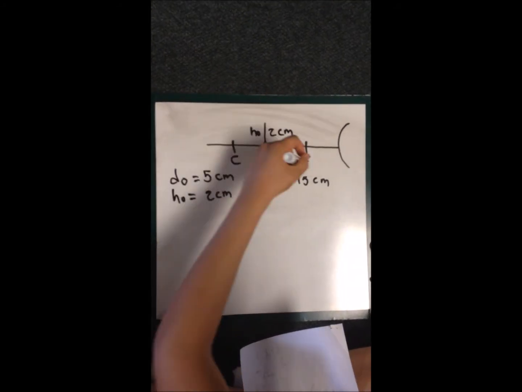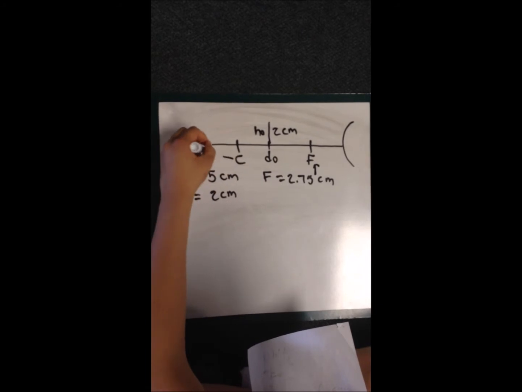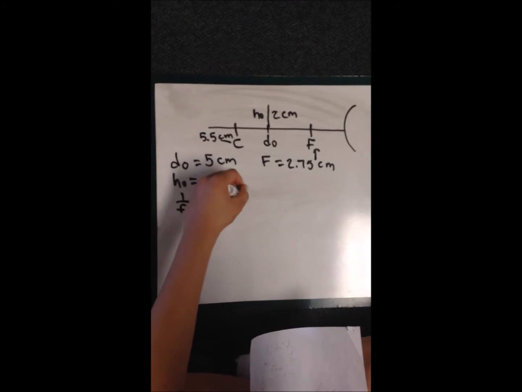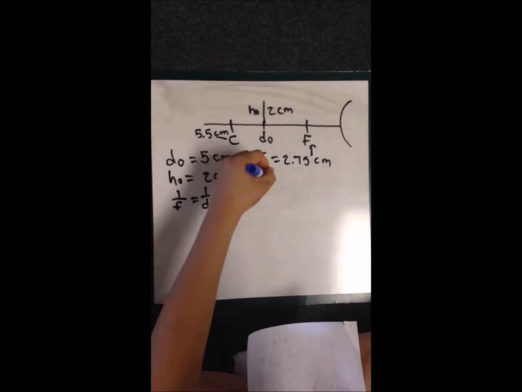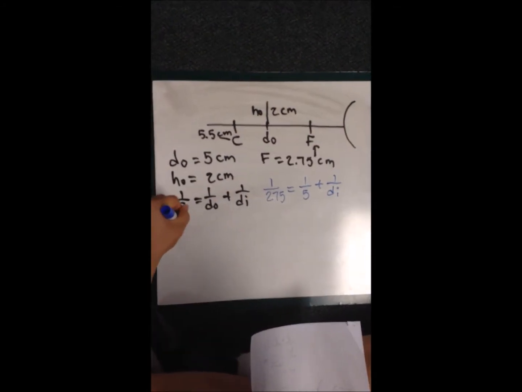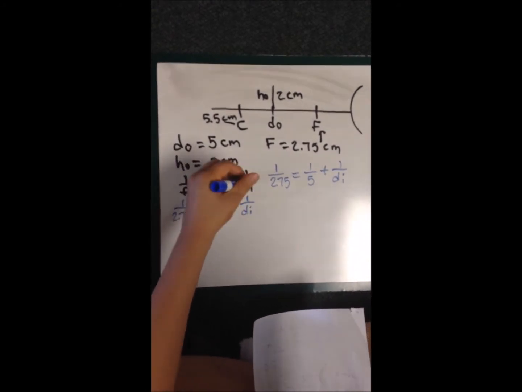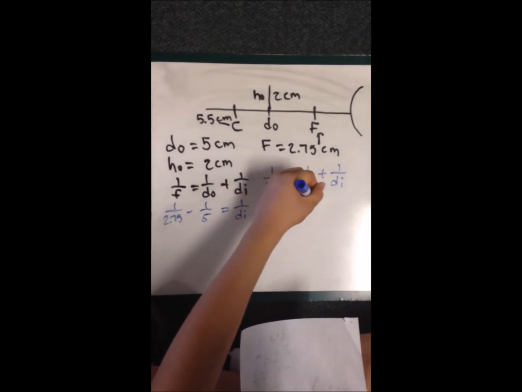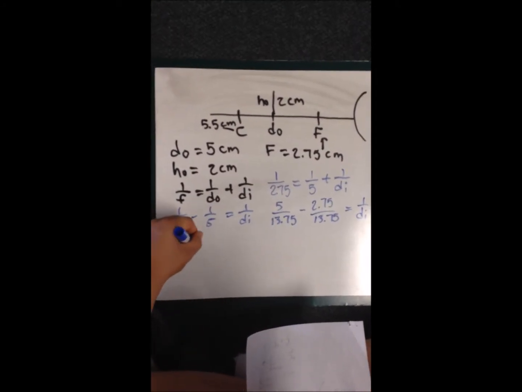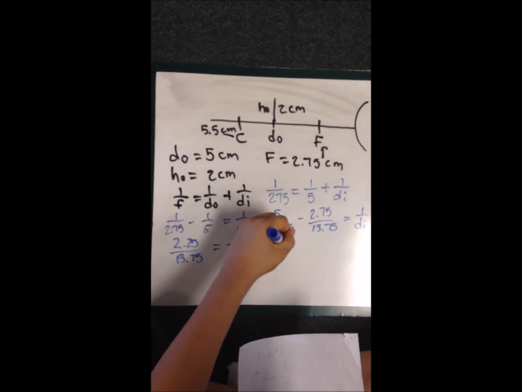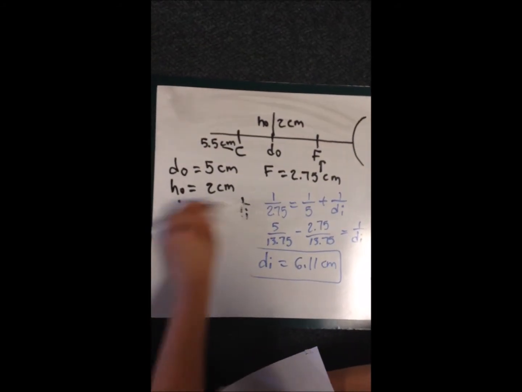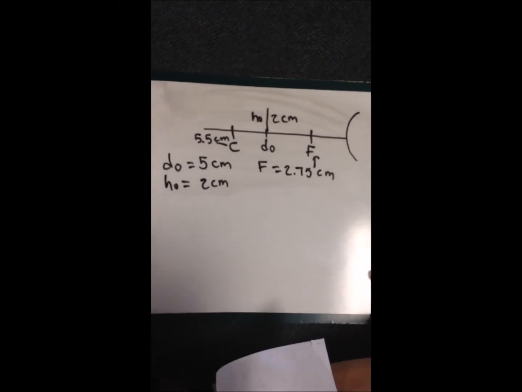We will use 1 over f equals 1 over do plus 1 over di to find the image distance. First, we do 1 over 2.75 minus 1 over 5 equals 1 over di. Now we need to find a common denominator. 13.75 is it. Now let's plug it in. 5 over 13.75 minus 2.75 over 13.75 is equal to 1 over di. That equals 2.25 over 13.75 equals 1 over di. Then find the inverse of that answer and you'll get 6.11 centimeters.